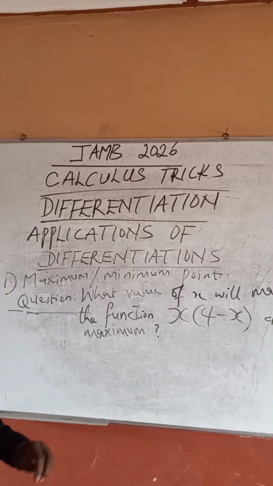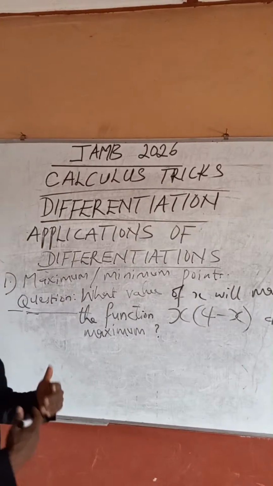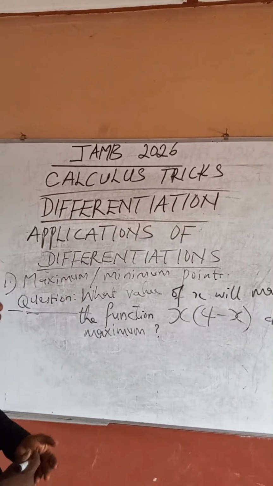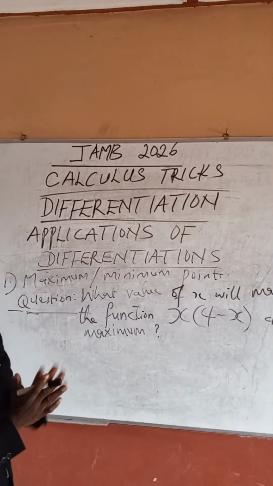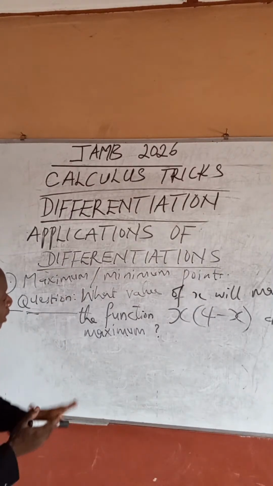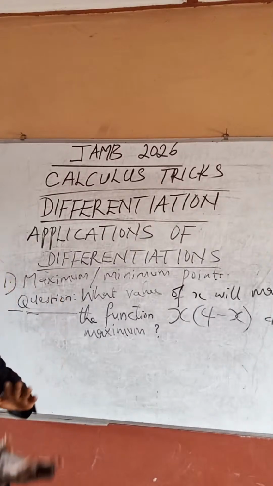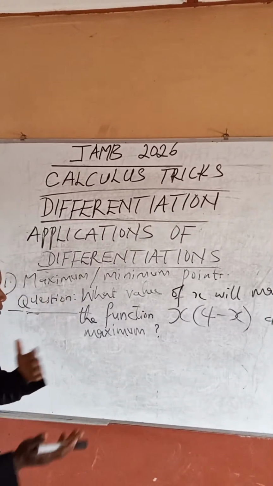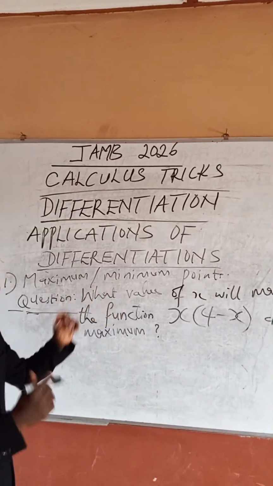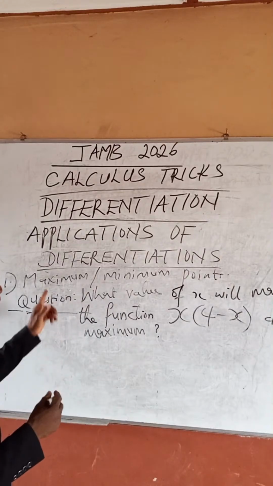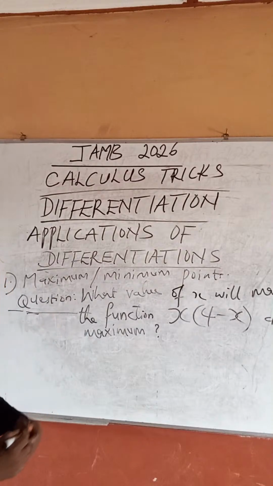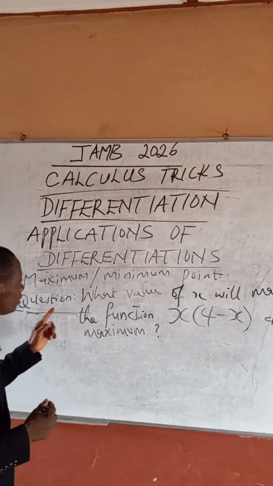Once you get to this, students always find it very difficult. Once they get something like this, they get confused. You don't have to be confused, all right? I will give you different ways in which this can be asked. Maximum and minimum points are called stationary points. Or we have turning points.